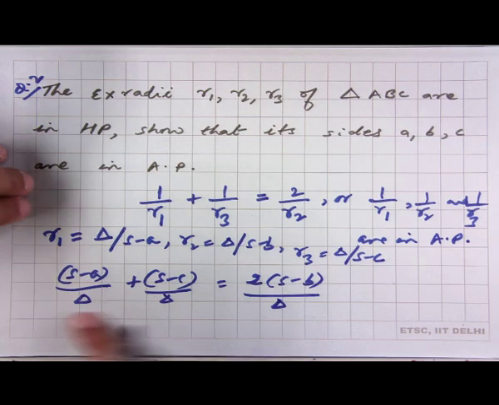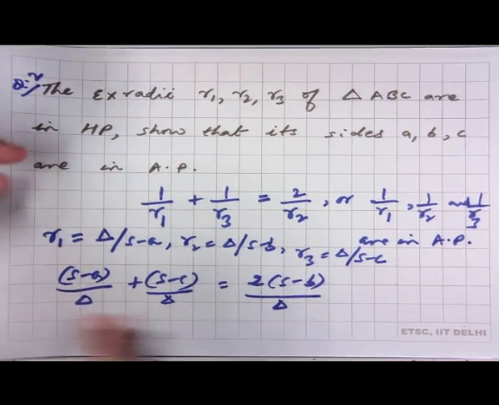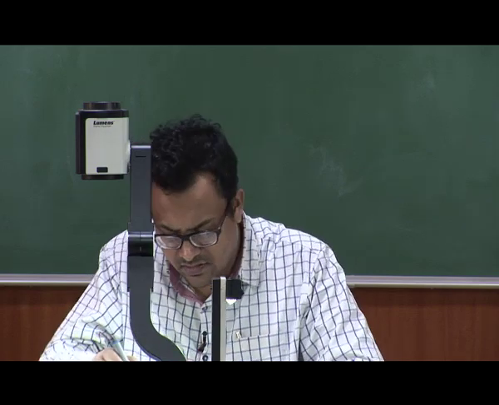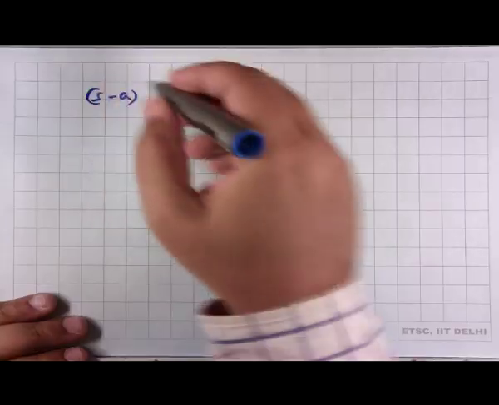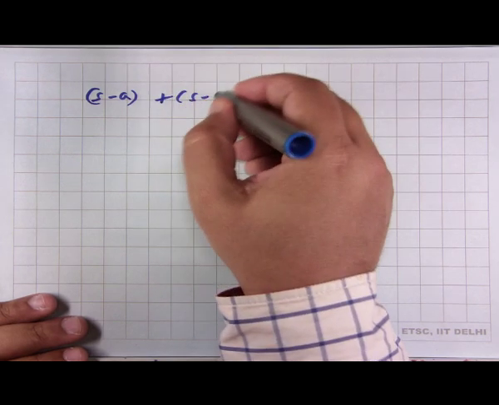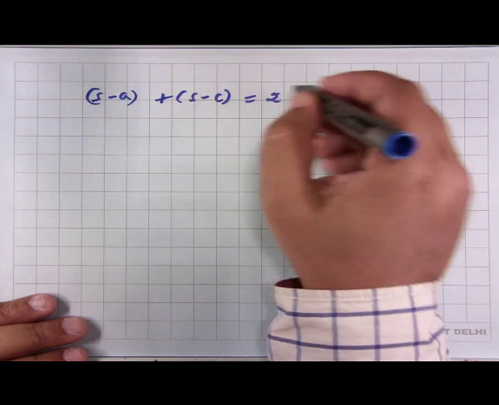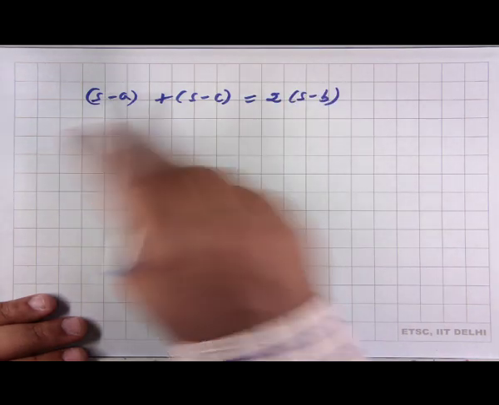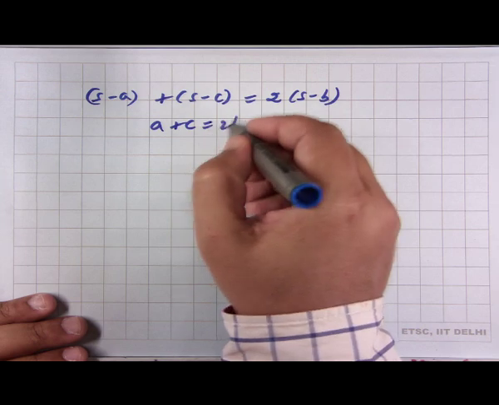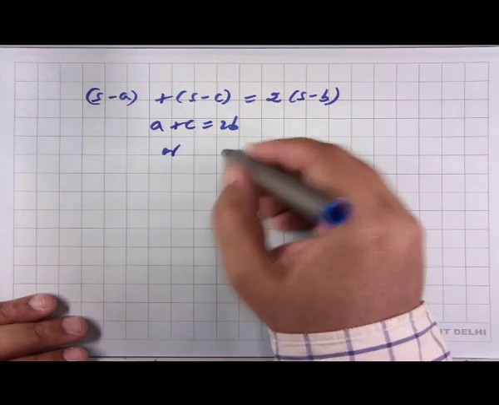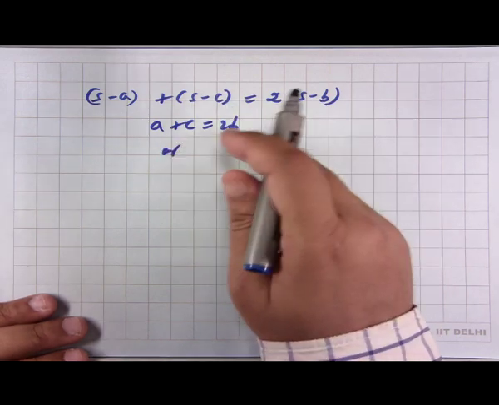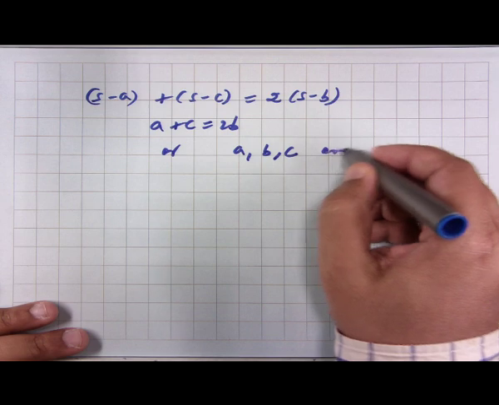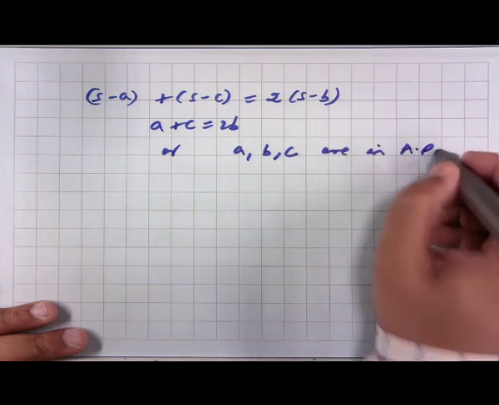So, delta is common to each of the fractions here. Therefore, what we get is that S minus A plus S minus C is equal to 2 times S minus B, and from here it follows that A plus C is 2B. So, A plus C is 2B essentially implies that A, B and C are in arithmetic progression. So, this finishes the proof of the second problem.